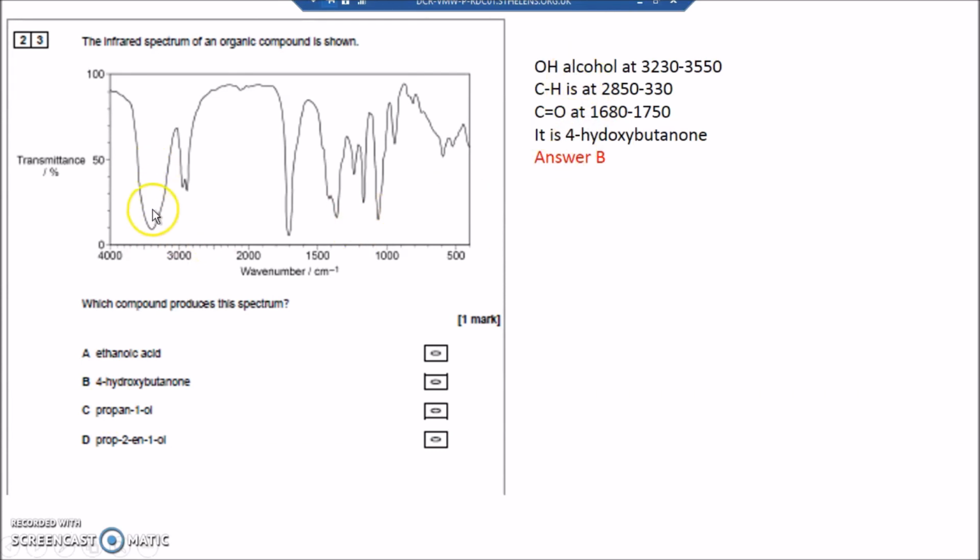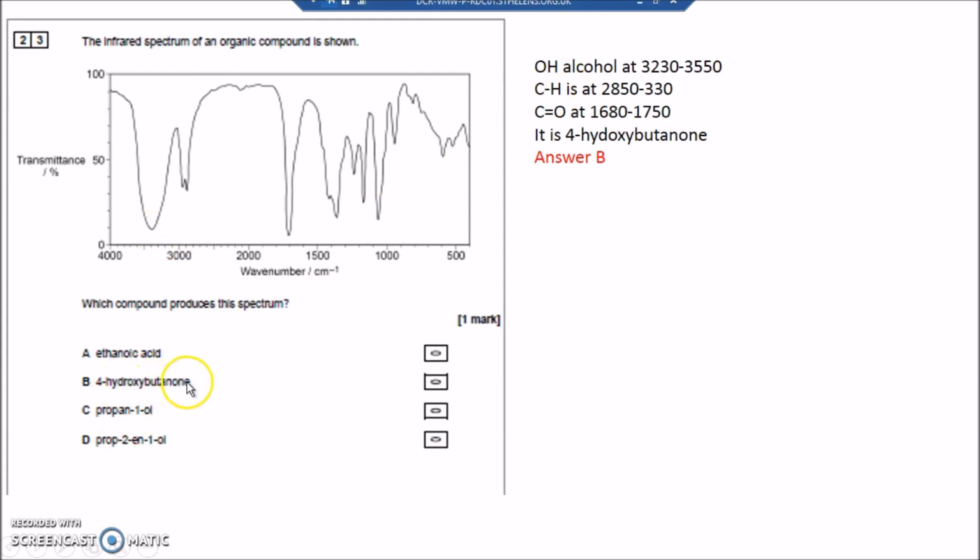So I've got an OH peak here, so it could be hydroxy, that's another word for an OH, or an ol, so I'm down to B, C or D. As I say, ethanoic acid, the OH would be somewhere here. Instead, it would be around about 2,800, 2,900, something like that. So I've got an alcohol at 3,200 to 3,550. I've identified that from my data book. So it's definitely an OH, it's definitely either B, C or D.